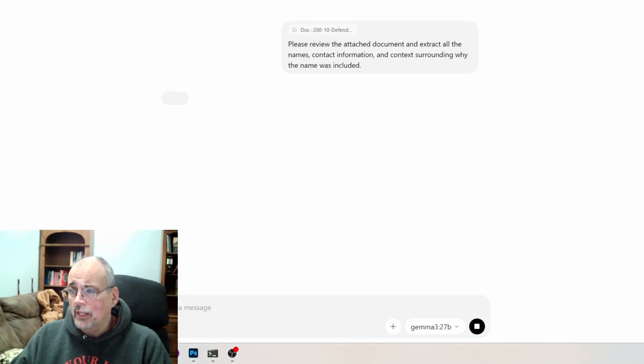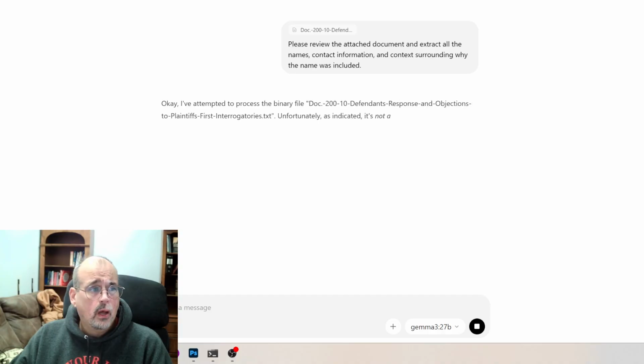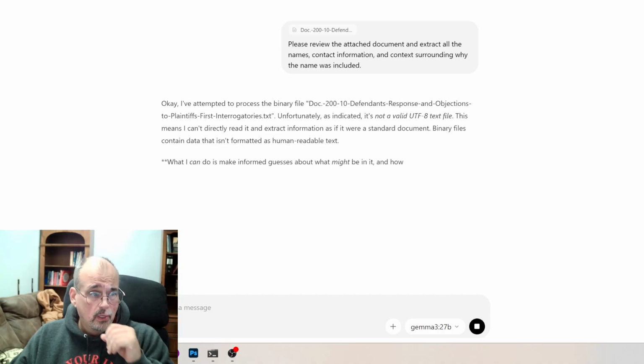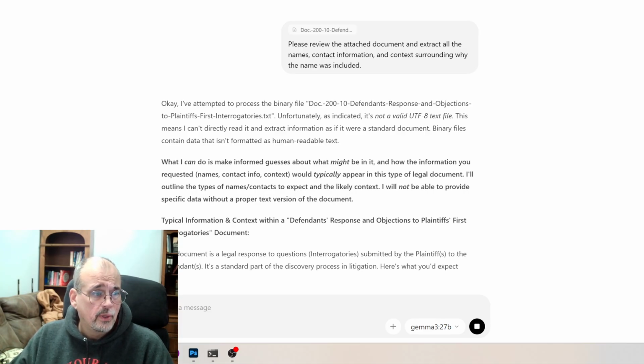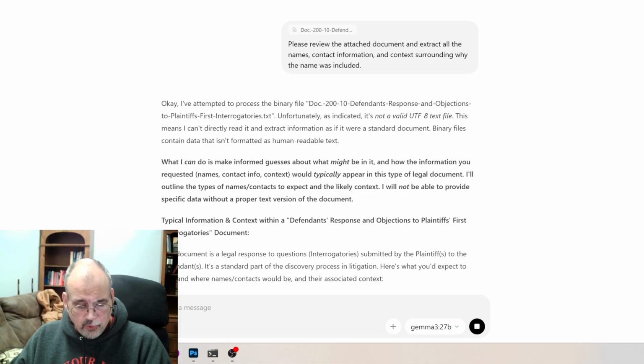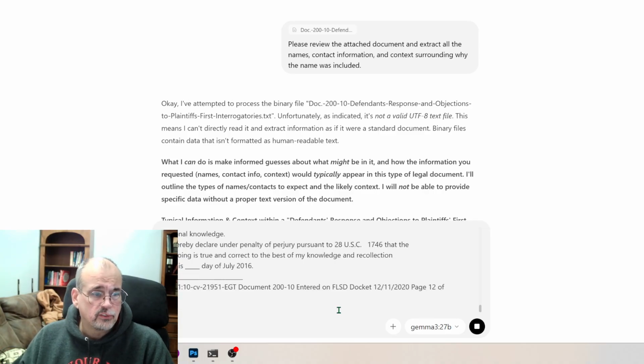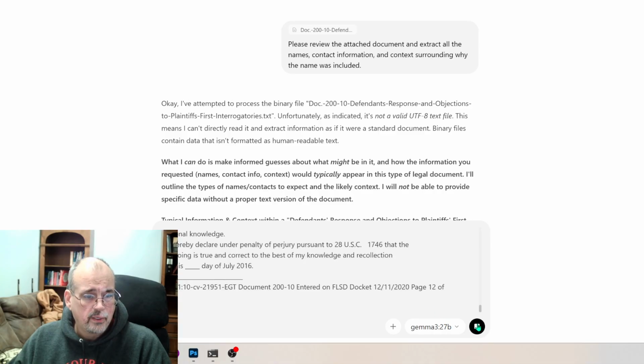And the reason for that is the type of document that I used. I saved it as a text file from a PDF, and it's saying that it cannot use that. So I have it open. I'm going to copy, I'm going to paste, and this is the entirety of the document.